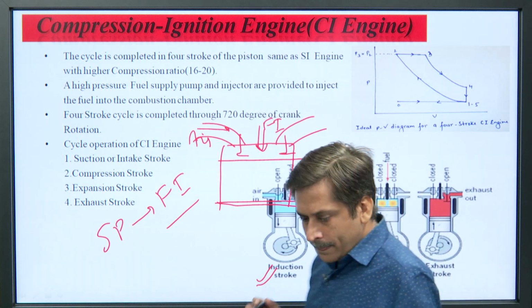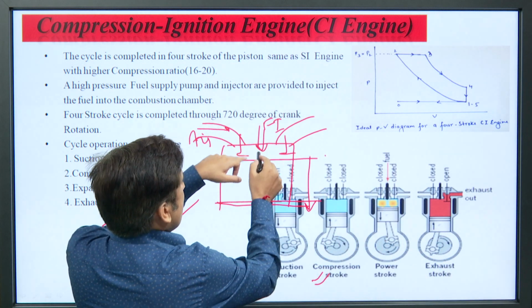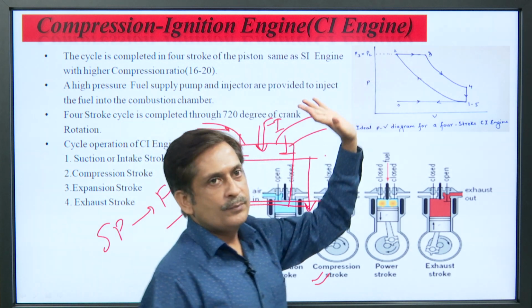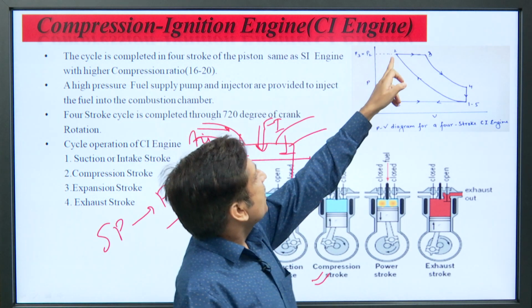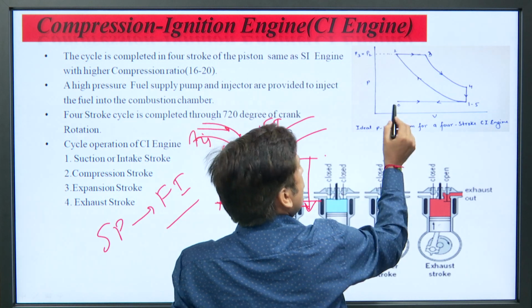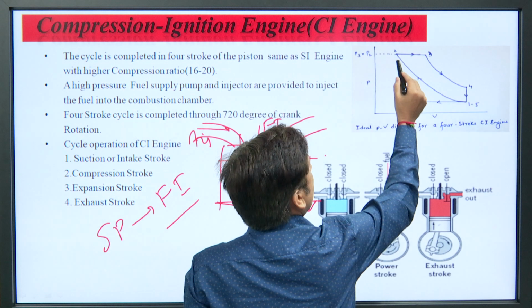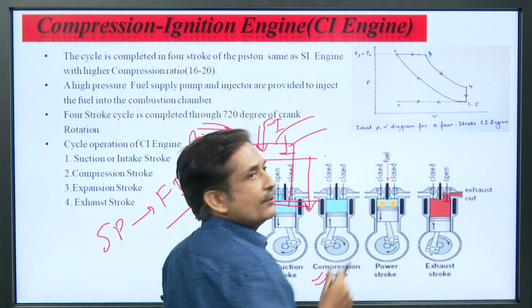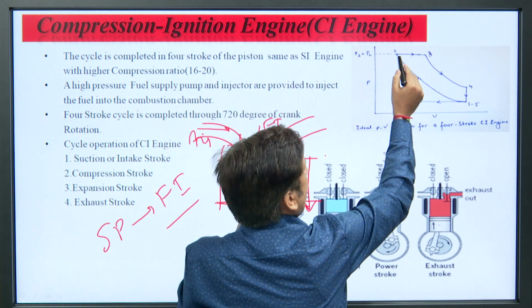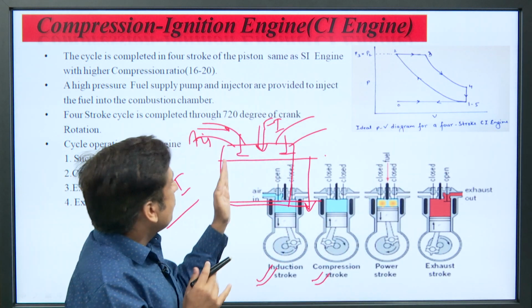Because injection takes place at a certain pressure, that is why it is the constant pressure type. From 2 to 3 we are injecting fuel. So, you can see 0 to 1 suction, then 1 to 2 compression, then from 2 to 3 we are injecting fuel. Fuel injection and burning process happen from 2 to 3, because we are burning.